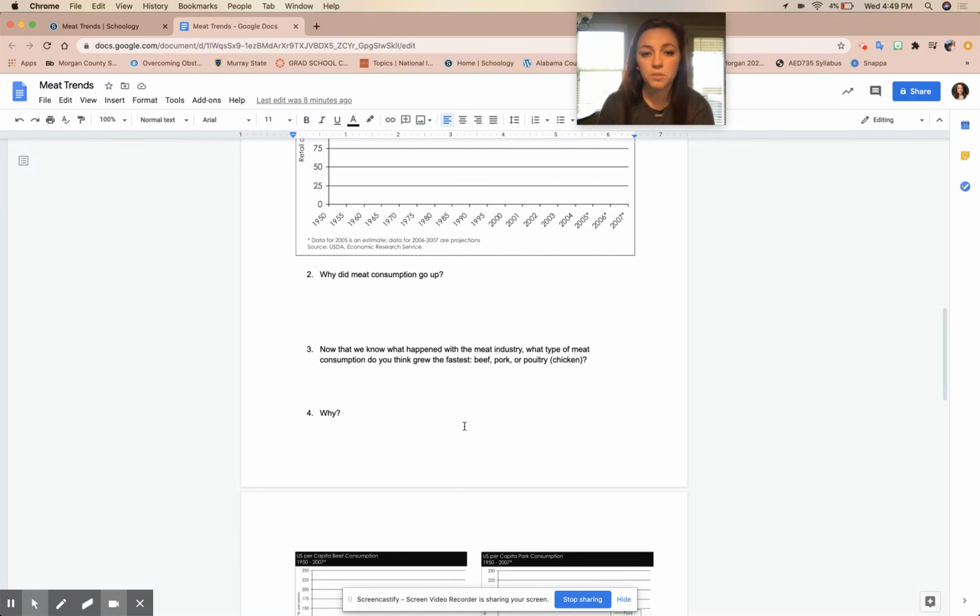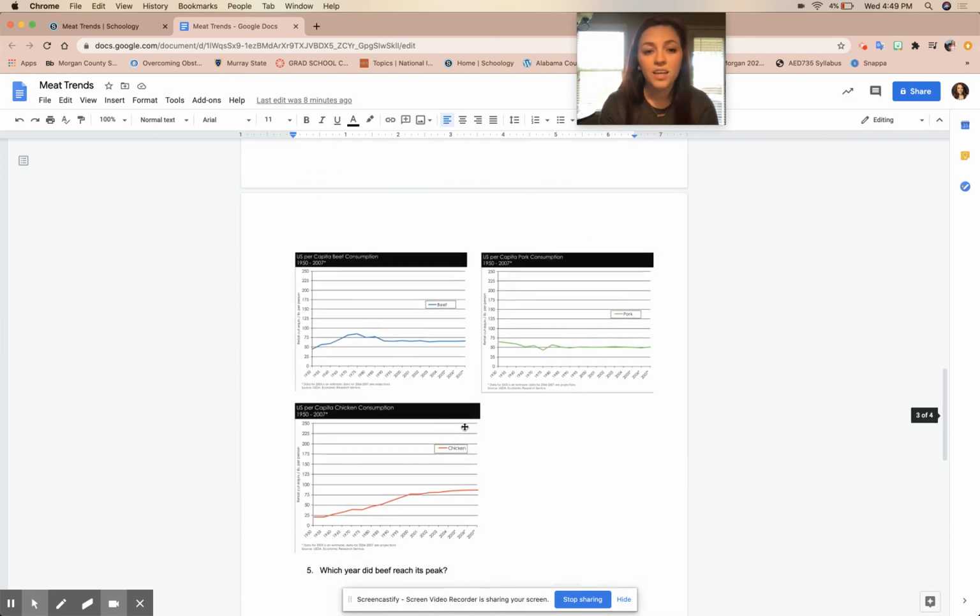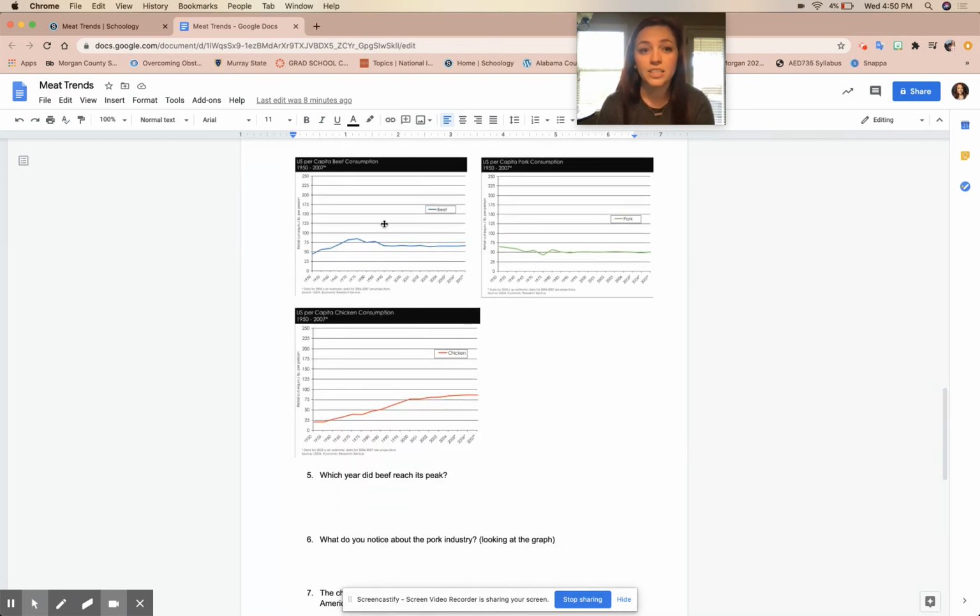Now that we know what happened with the meat industry, what type of meat consumption do you think grew the fastest and why? And then if you scroll down, you can actually see the 3 main types of meat and their data. So we have beef, pork, and chicken. Beef, you can see it increased a little bit, then it came back down and stayed pretty constant. Pork has a lot of increases and decreases, and then it stays pretty constant at 50 pounds. And then you can see that chicken has the most drastic change, where it was at a little less than 25 in 1950, and then it's almost up to 100 in 2007.